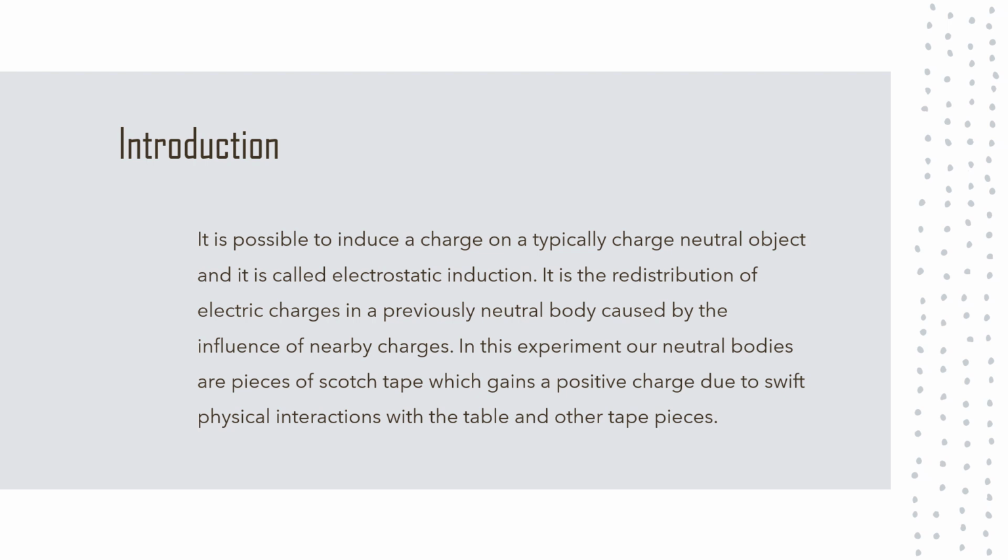You can induce a charge on a typically neutral object, and it is called electrostatic induction. It is the redistribution of electric charges in a previously neutral body caused by the influence of nearby charges. In this experiment, our neutral bodies are pieces of Scotch tape, which gain a positive charge due to swift physical interactions with the table and other tape pieces.